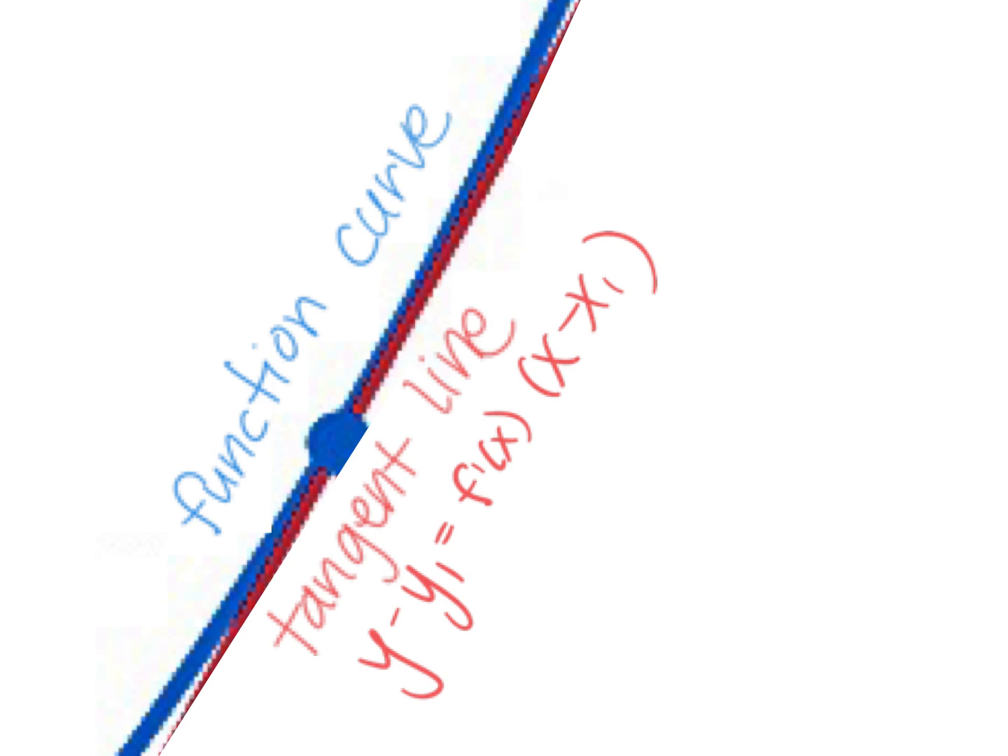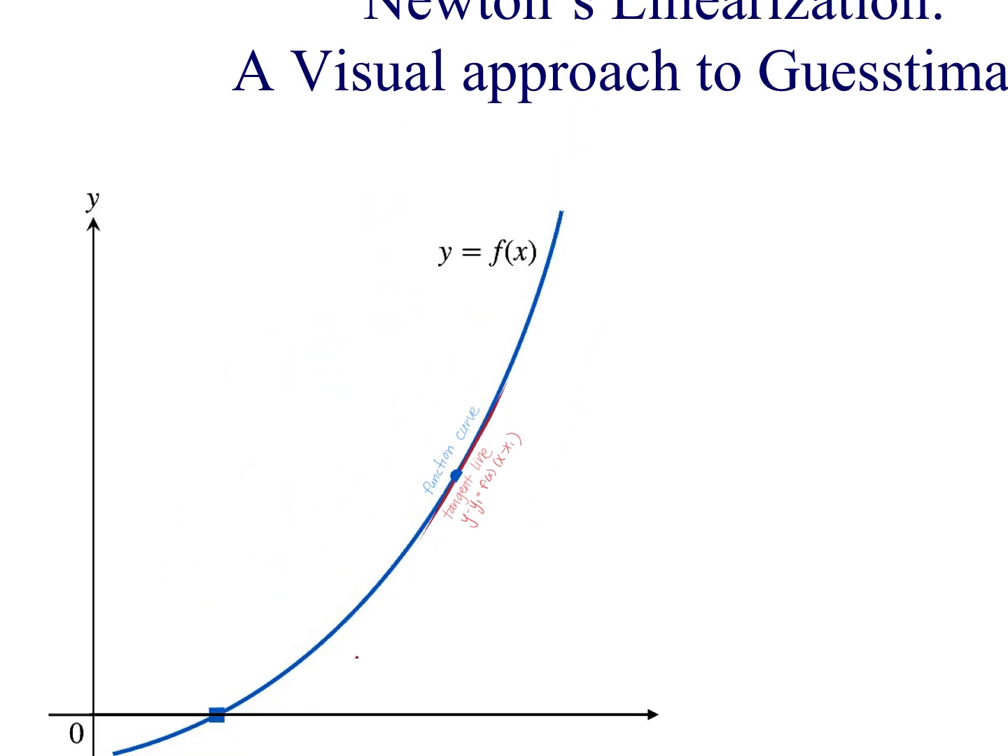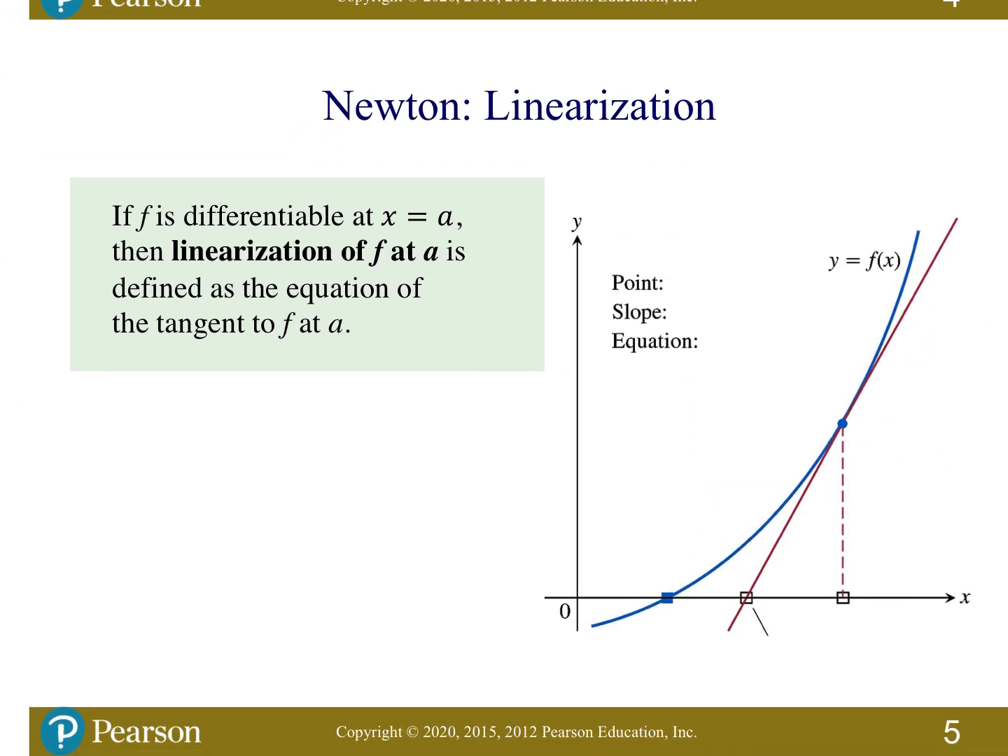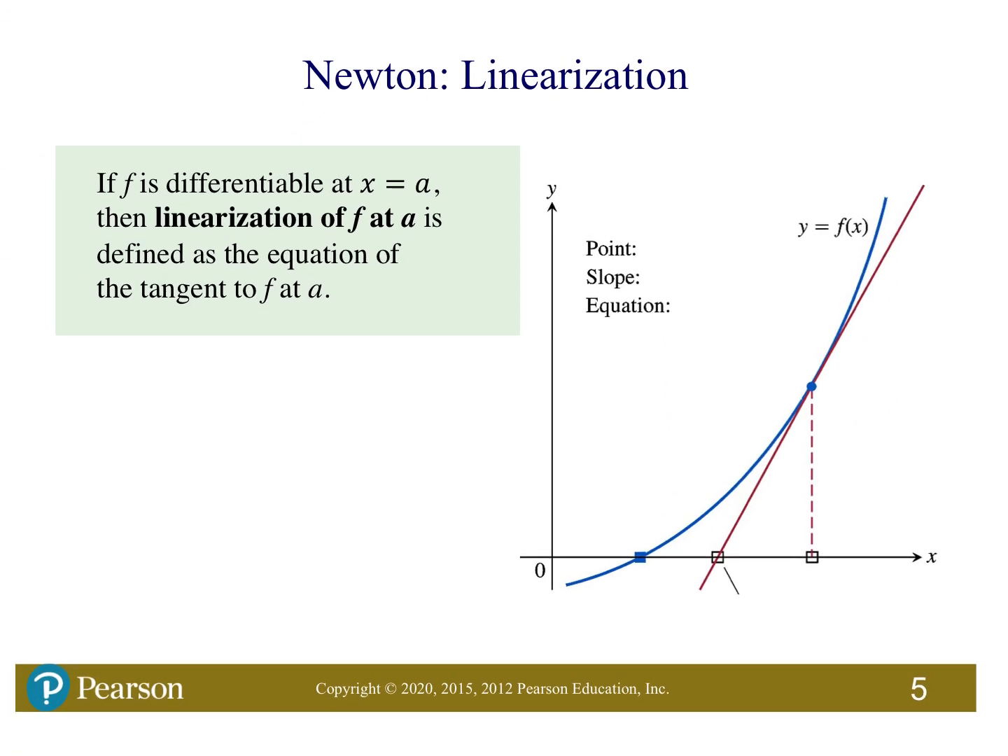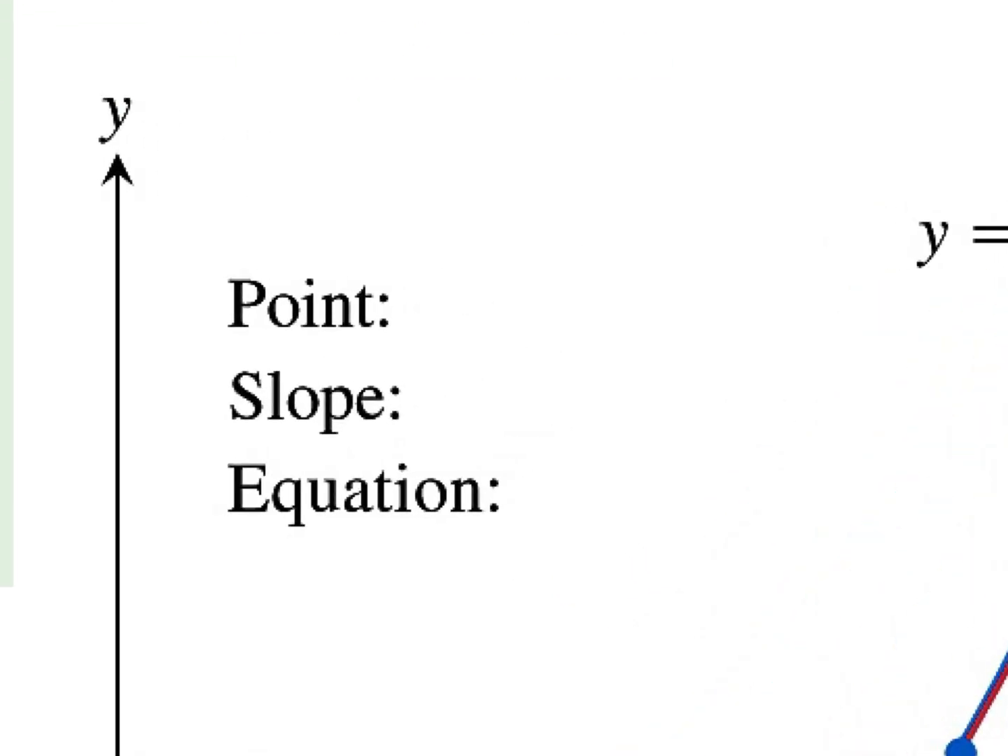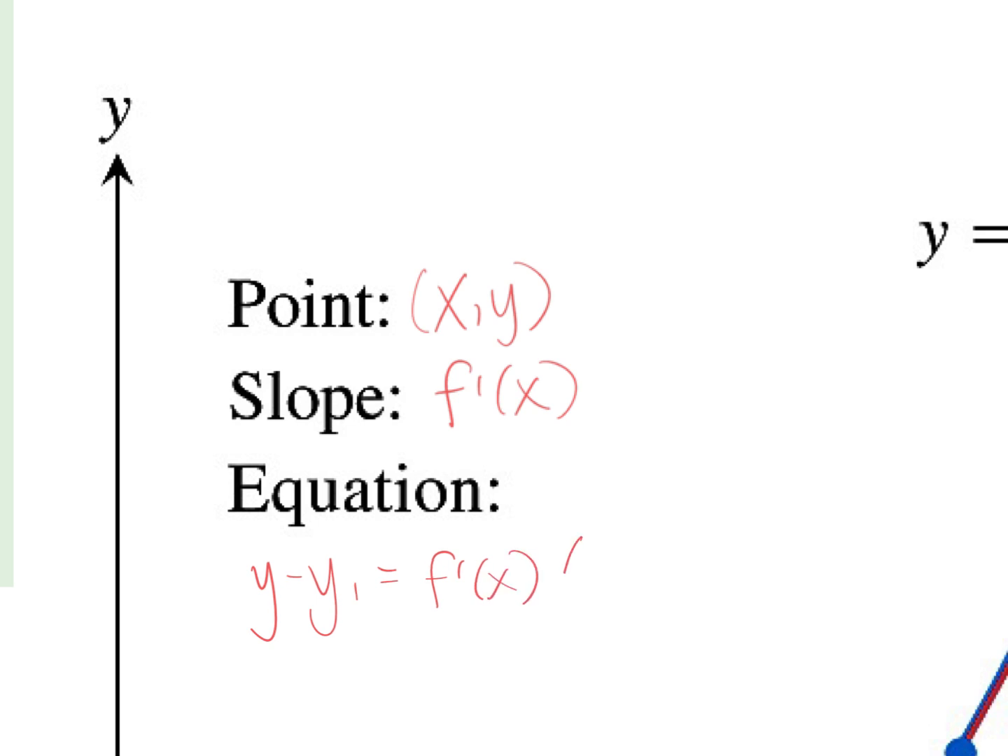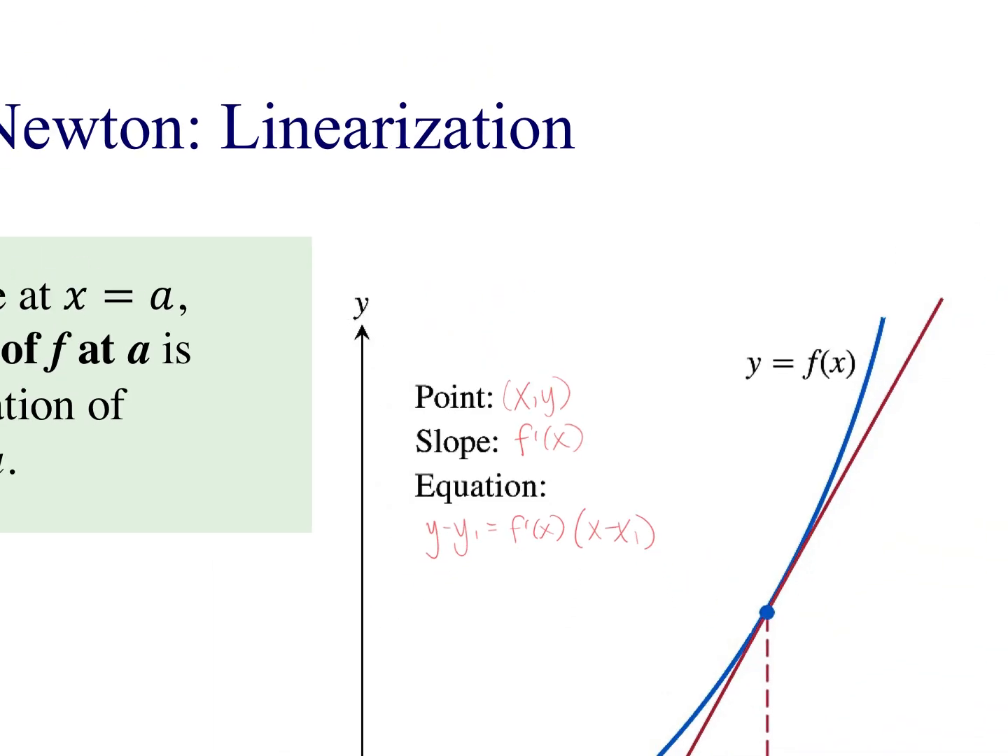So he's like, why would I bother using a complicated curve when I could just use my tangent line? And I'm going to be in the ballpark of within thousandths of accuracy. That was his philosophy and his approach. He called it a linearization, but he was just doing a tangent line. He took his point, x y, took the slope from f prime, and wrote the equation y minus y1 equals f prime of x times x minus x1. And that's what he used instead.